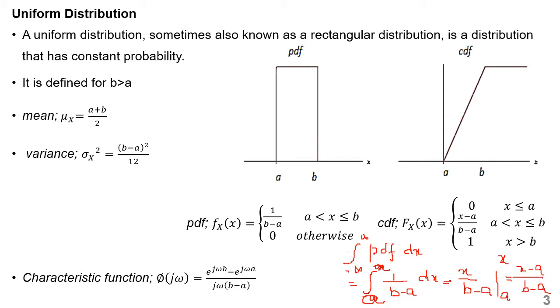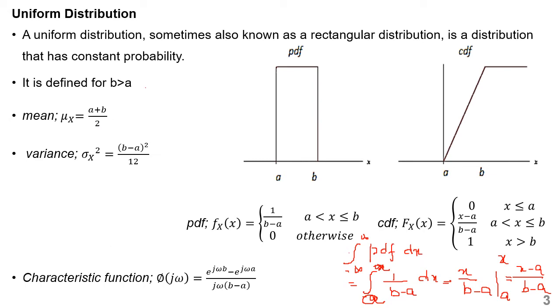So therefore, you can see here between a and b, you have x minus a divided by b minus a. This is a straight line equation. So you can observe here the CDF is a straight line equation. After that, for all values of x greater than b, its value is going to be 1. Now let us try to find out the mean. Mu x is equal to a plus b by 2.